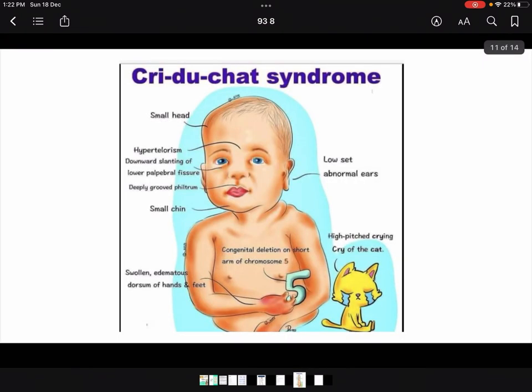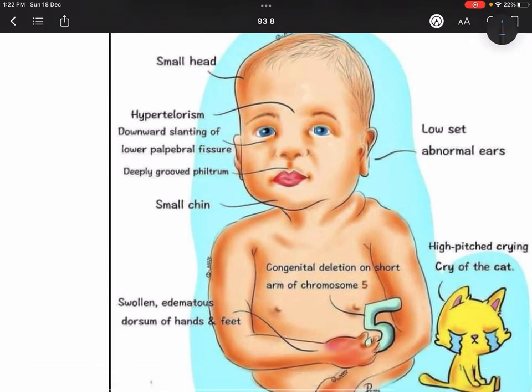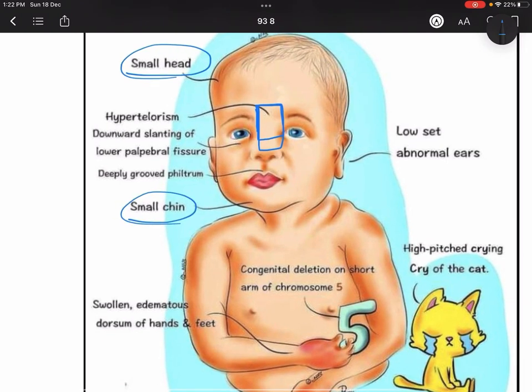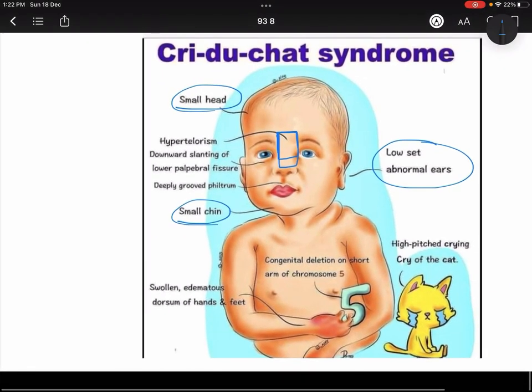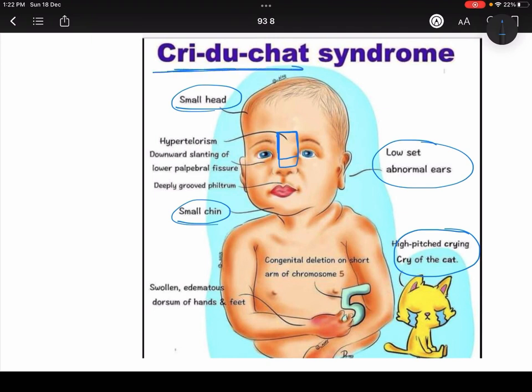So if we have to look, see, widely spaced eyes; in a normal person there is not this much difference between the eyes. One thing is that microcephaly is there, small head. Chin is small, that means micrognathia is there. Low set abnormal ears, they are set a little low. High pitched crying like a cat. The way the cat mews, the sound, it is like that. That is why Cri-du-chat, in whichever language it is, means cry like a cat.